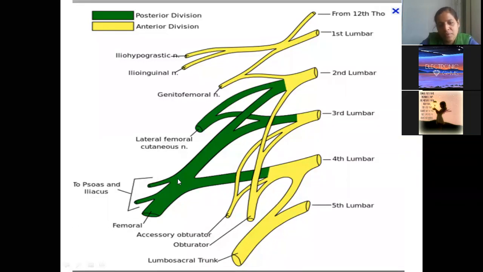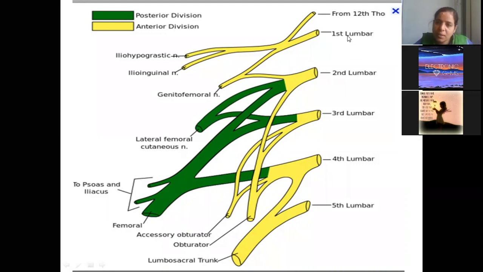Then if you observe, the anterior divisions of L2, L3 and L4 have joined to form the obturator nerve. We know the obturator nerve is supplying the medial compartment of the thigh. The femoral nerve is supplying the anterior compartment of the thigh. Of course, lumbar plexus is not as important as brachial plexus, but to complete the lectures, I have included this.